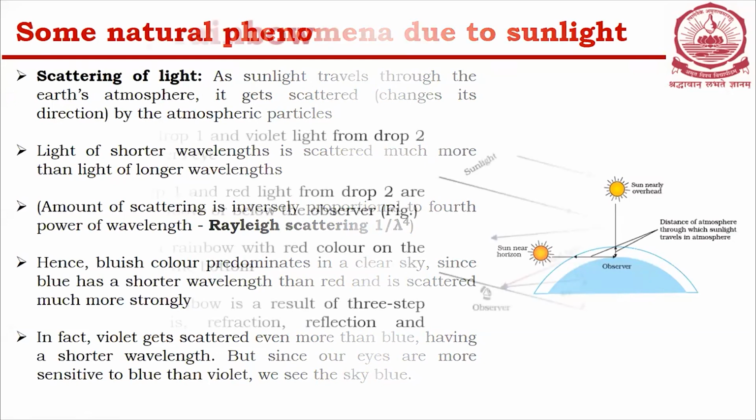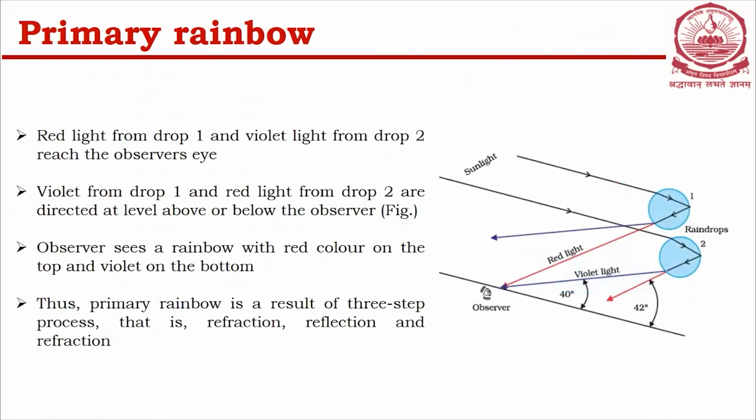The other phenomenon: there are two types of rainbow, the primary rainbow and the secondary rainbow. Let us see the primary rainbow first. This is how it appears here. Red light from drop 1 and violet light from drop 2 reach the observer's eye. So there are two drops, and the light is refracted through these two drops. Violet from drop 1 and red light from drop 2 are directed at levels above or below the observer. This is the observer point here. You can see the angle at which the violet light reaches your eye and the red light reaches your eye.